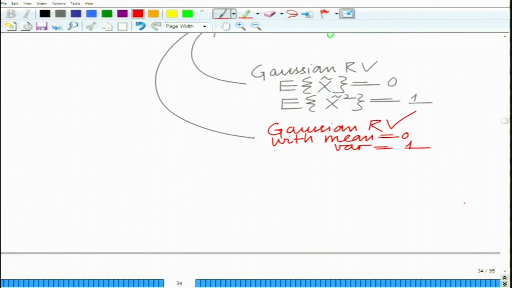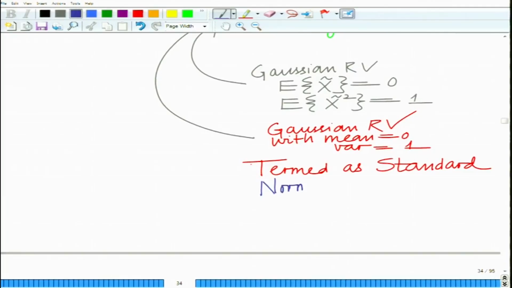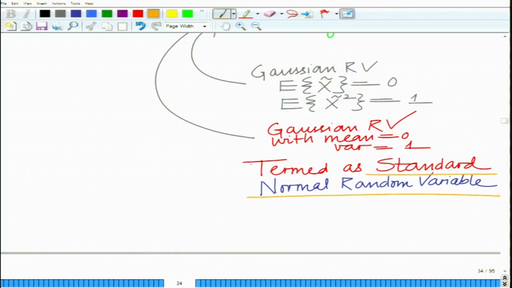Such a Gaussian RV with mean equal to 0 and variance equal to 1 is termed the standard normal random variable. Okay.